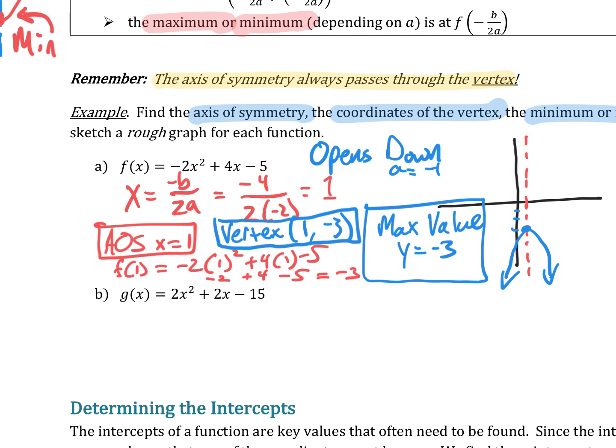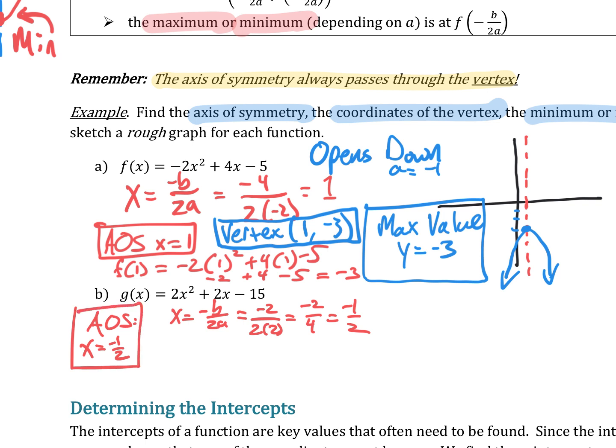Let's find our axis of symmetry here. We've got x equals negative b over 2a, which is negative 2 over 2 times 2, which is going to be negative 2/4, which simplifies to negative 1/2. So now we got the axis of symmetry at x equals negative 1/2. We found our axis of symmetry.